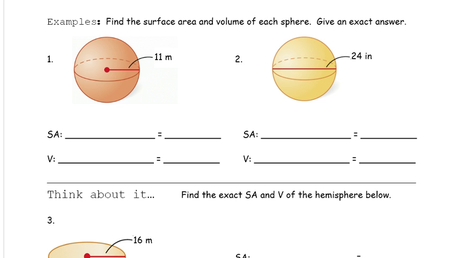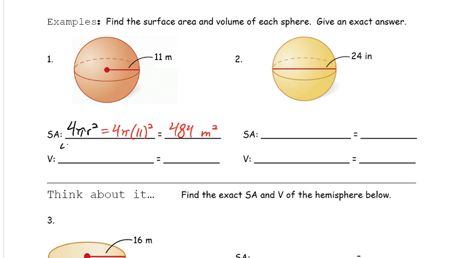So if we look at this, pretty simple idea. Write down your formulas. So surface area is 4 pi r squared. Plug in 4 pi times the radius squared. So we have 11 squared, which is 121. Hopefully you know that one, times 4. Which gives us 484 meters squared.